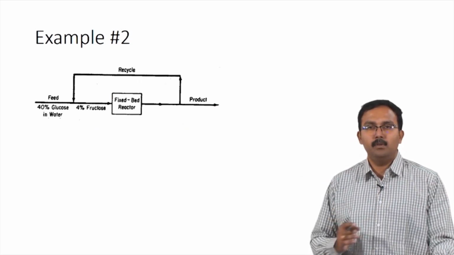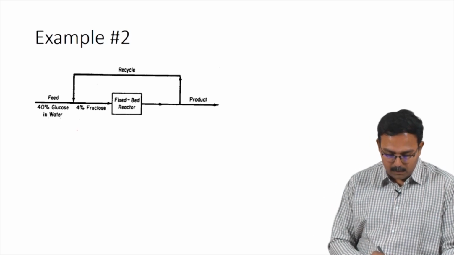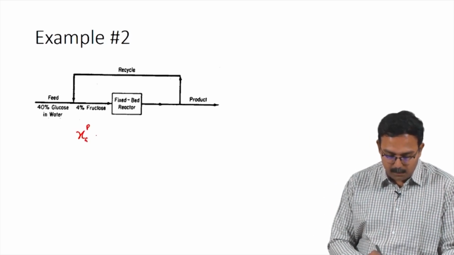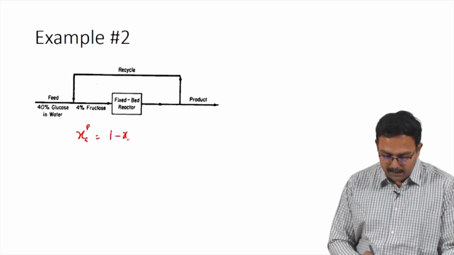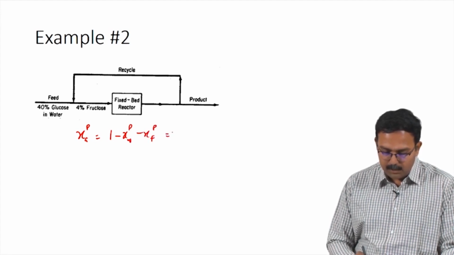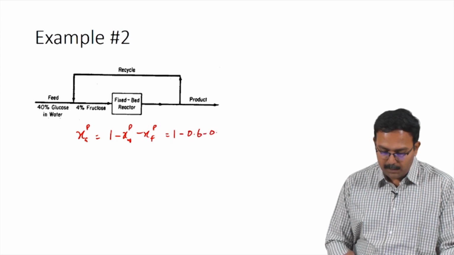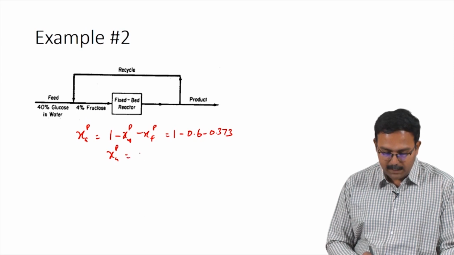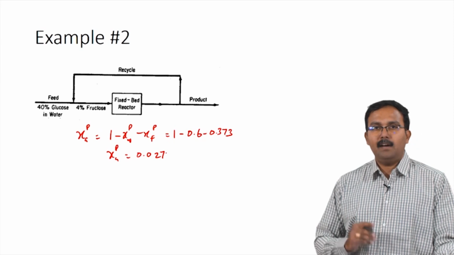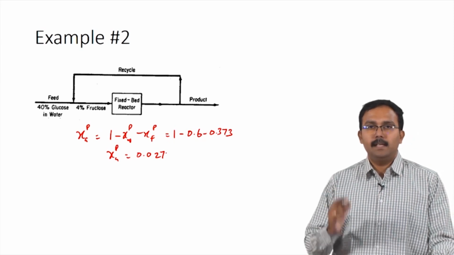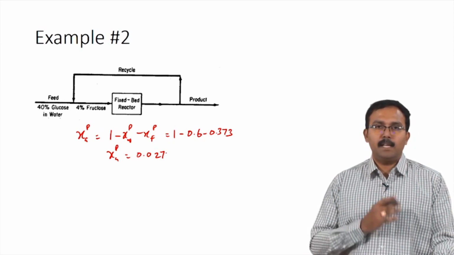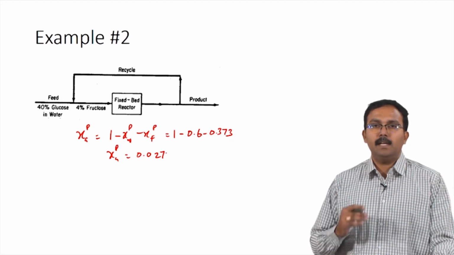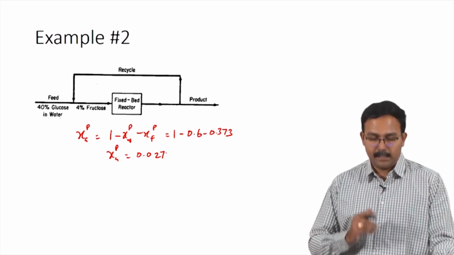Now that we have the mass fraction of fructose and water in the recycle stream, we can calculate the mass fraction of glucose in the recycle stream also. So, XGP would be equal to 1 minus XWP minus XFP. So, this equals 1 minus 0.6 minus 0.373, giving the glucose mass fraction as 0.027.